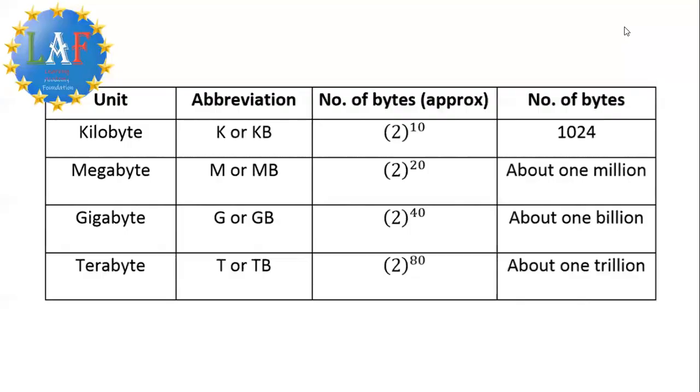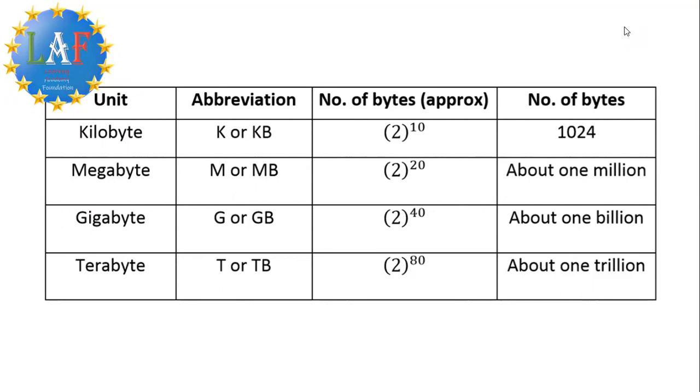This is a useful table for comparison between the various multiples of the byte. So kilobyte is abbreviated as K or KB. There are 2 power 10 bytes approximately, so the number of bytes is 1024. Megabyte, abbreviated M or MB, there are 2 power 20 bytes approximately, so about 1 million bytes.